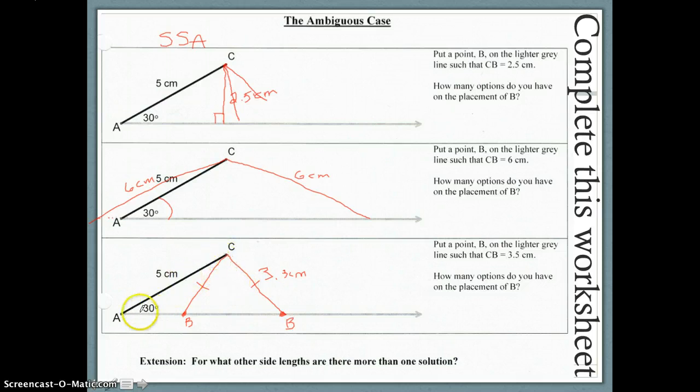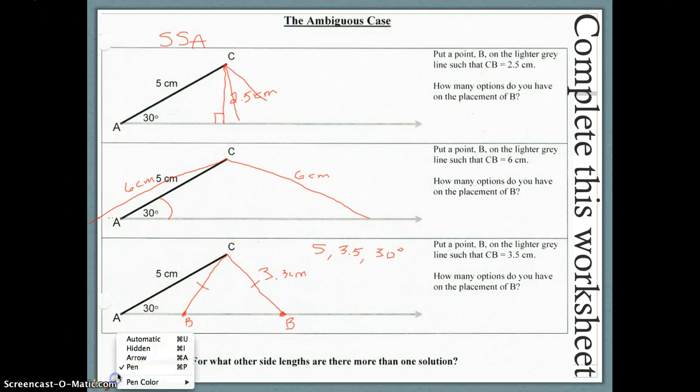Okay, we have a triangle that happens here, and we have a triangle that happens here, and both of them have the same given measurements. So they both have a side length of 5, another side length of 3.5, and an angle of 30 degrees. Okay, if you agree, you see those two scenarios.